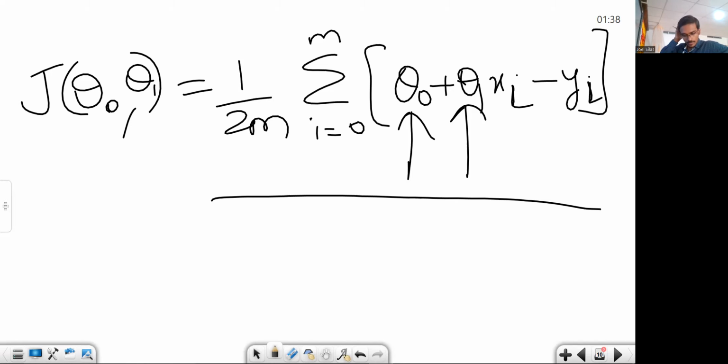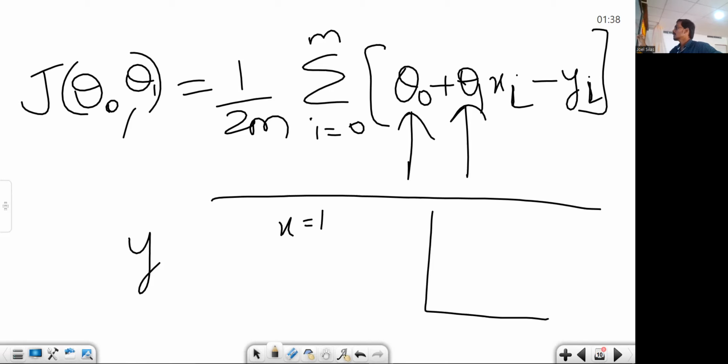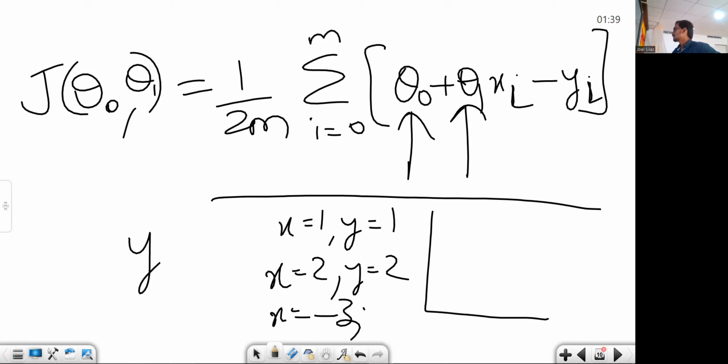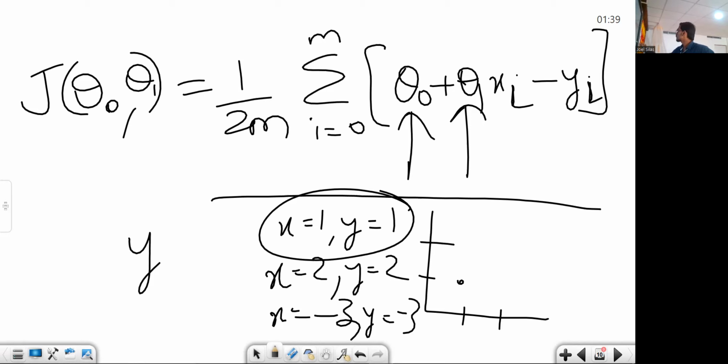Now, suppose we want to find an ideal condition. That means we want a perfectly linear relationship. Perfectly linear relationship means what? For x equal to 1, y should be equal to 1. If x is equal to 2, y should be equal to 2. If x is equal to minus 3, y should be equal to minus 3. Whatever x we get, the same will be the value of y. So we'll get a straight line linear relationship.